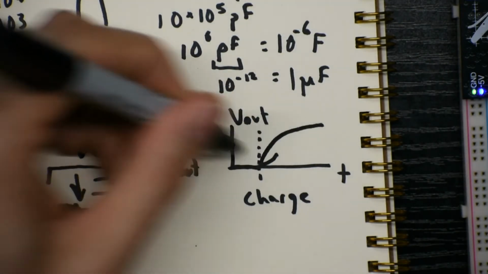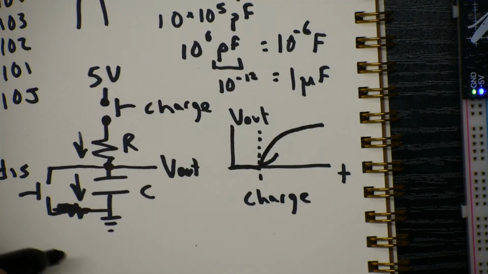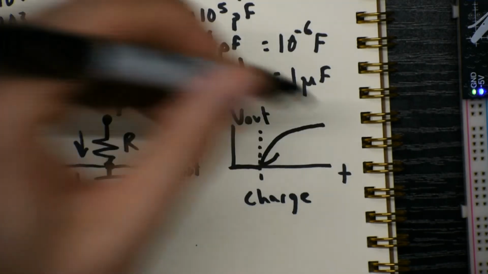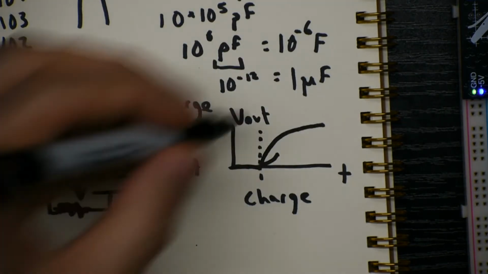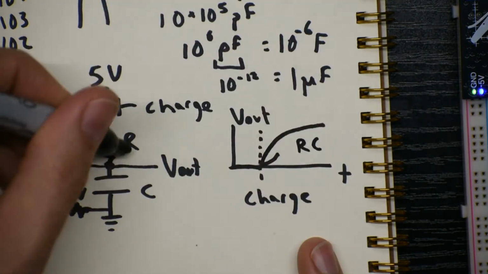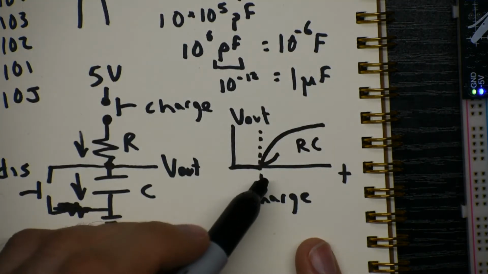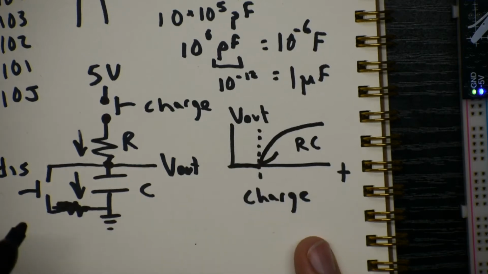And so as the capacitor charges and charges, the voltage remaining across the resistor decreases, so we get less current, so it charges slower and slower. And this is what we call an RC curve. We've got an R and a C. And you're probably familiar with the shape of this curve from some kind of calculus class. This is the e to the negative t over RC style curve.